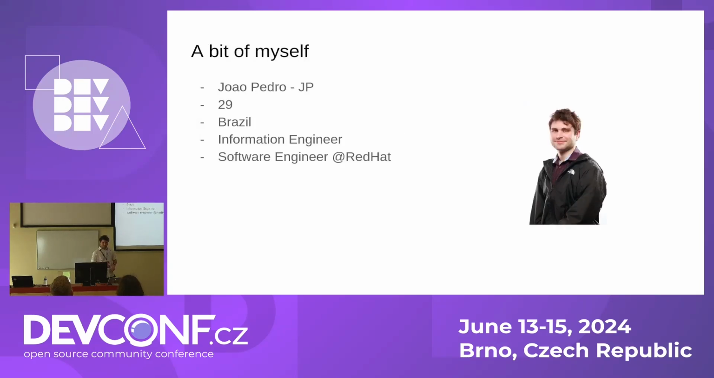So, a bit of myself. That's me, João Pedro, but everybody calls me JP. I'm 29 years old. I'm from São Paulo, Brazil. I'm an information engineer, and I'm currently working as a software engineer at Red Hat.